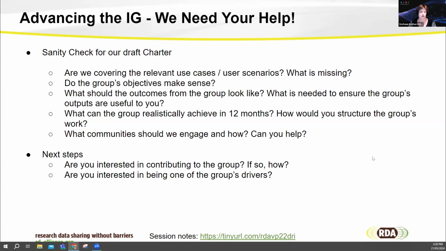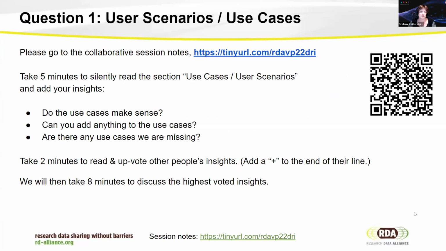And also, we will ask you in the next steps if you're interested in contributing to the group, and if so, what you would like to contribute or how you would like to contribute, and whether you're interested in being one of the group's drivers. But let's just go to the first section.